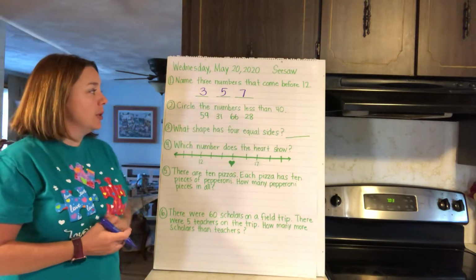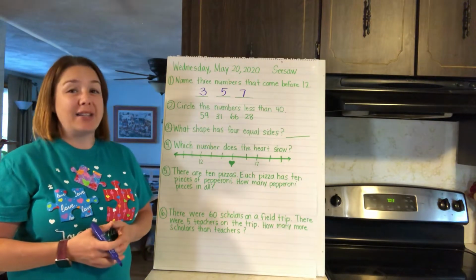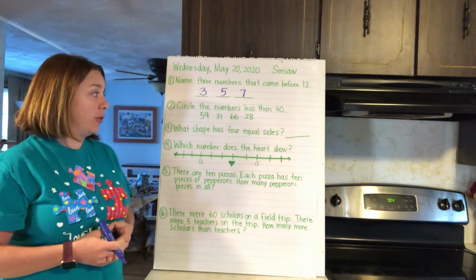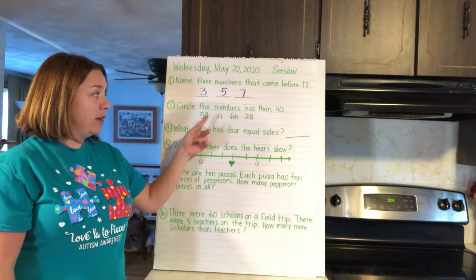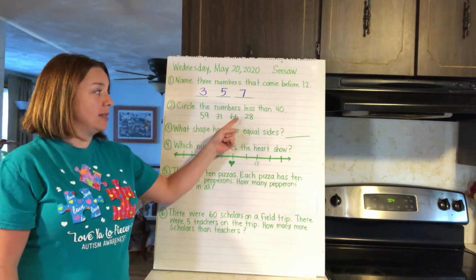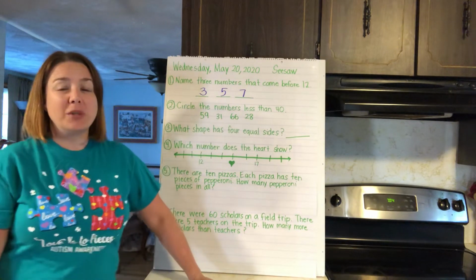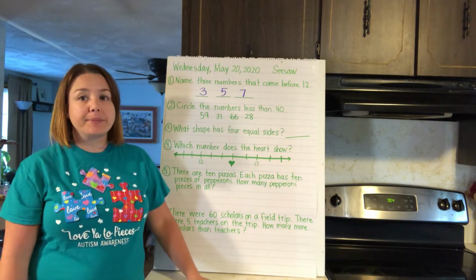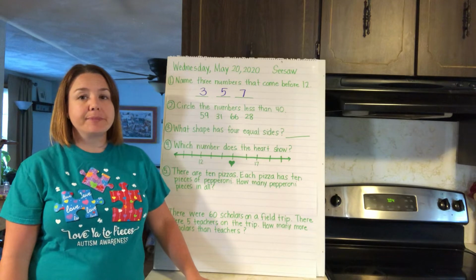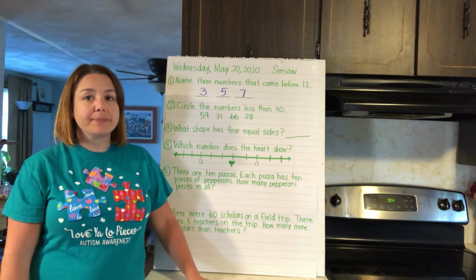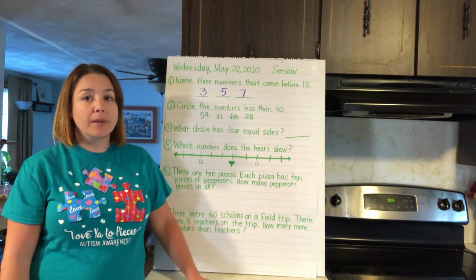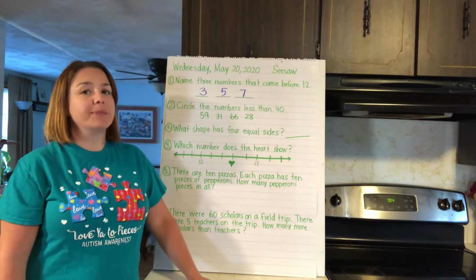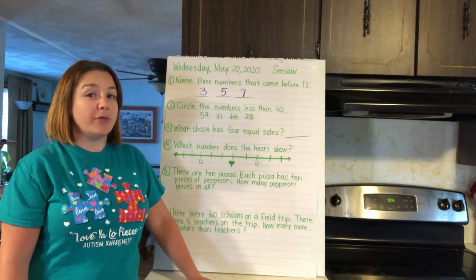Number 2, circle the numbers that are less than 40. So on your paper, I want you to write down the numbers you see that are less than 40. 59, 31, 66, and 28. Which ones are less than 40? Look very carefully. Remember, I said numbers, so there's more than one number there that's less than 40.